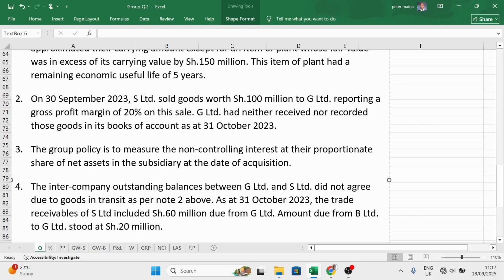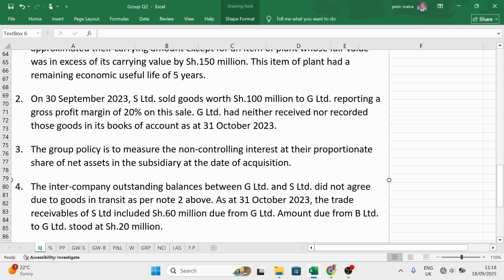In number 2, you are told on 30th September 2023, S Limited sold goods worth 100 million shillings to G Limited, reporting a gross profit margin of 20% on this sale. G Limited had neither received nor recorded those goods in its books of account as at 1st October 2023. So we have two workings here.